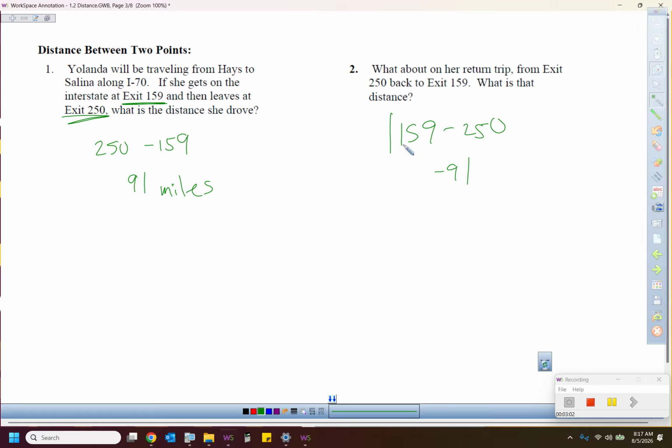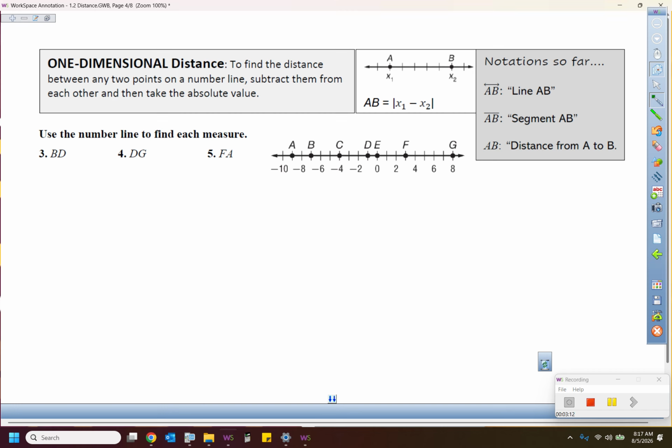We're going to put that in absolute value bars right here, if you remember those from algebra. So the absolute value of those two minus each other means we're going to be positive, because distance always has to be positive. And the way we write it, if we want to find the distance between any 2 points, is we put the two capital letters next to each other without any symbols above it. We don't have the line bar, we don't have the segment bar. So you can see our notation so far. There's the line bar that says line AB. This is segment AB, and this is said the distance from A to B.